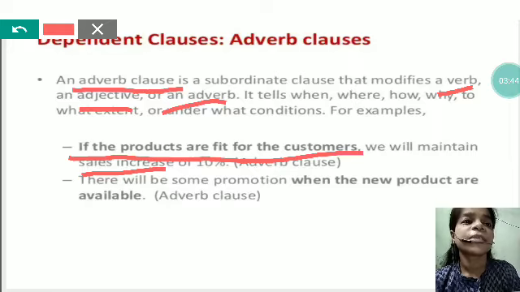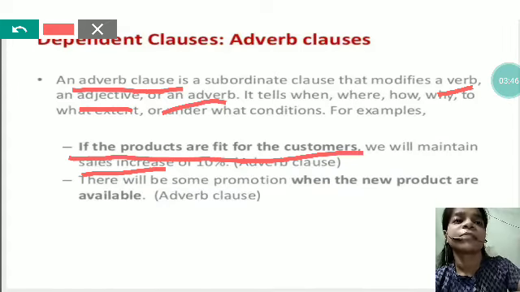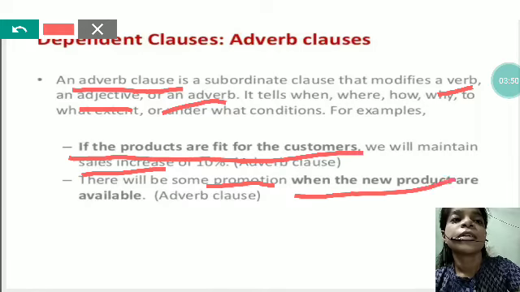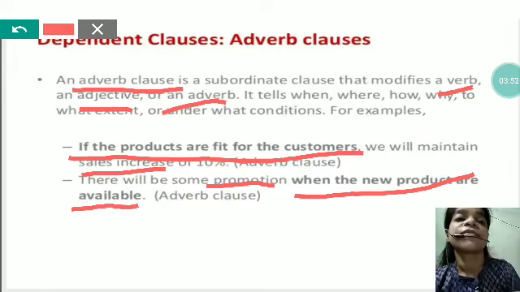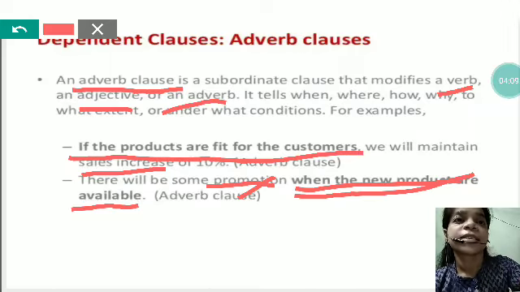Next, there will be some promotion when the new products are available. Now here promotion is dependent on new product availability. So if it is dependent on the availability of new products, these words are describing promotion, hence this group of words is working as an adverb clause.